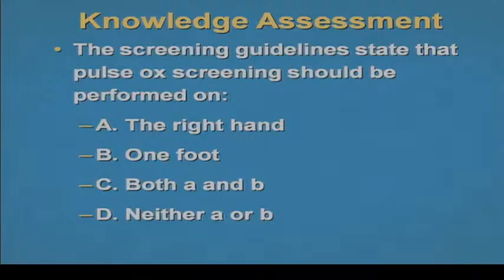The screening guidelines state that pulse ox screening should be performed on A, the right hand, B, one foot, C, both A and B, or D, neither A or B. That is C, both A and B. So again, it's important to do the pre and post-ductal screening, which is the right hand and either foot, at least one foot, and that should be done simultaneously or in direct sequence.